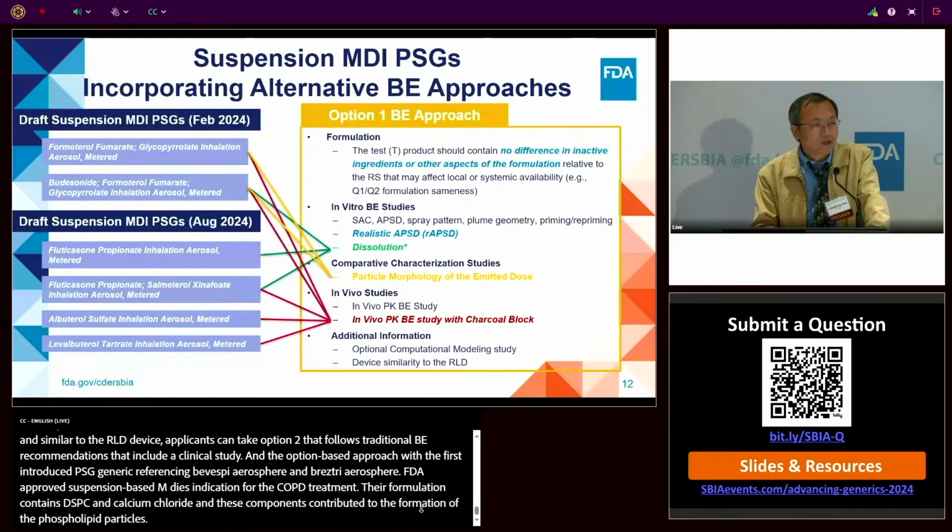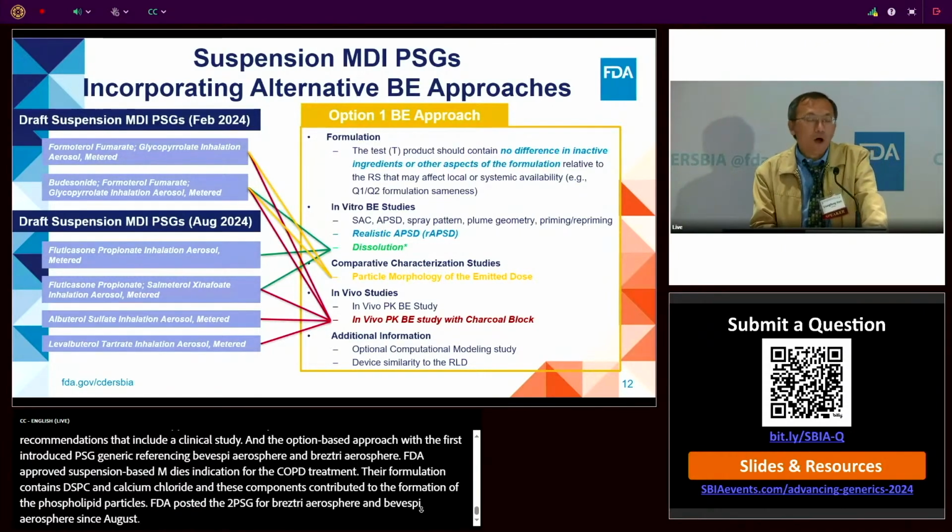FDA posted the 2 PSGs for Vaspire and the Breztri Aerosphere this February, then posted 4 PSGs for other suspension-based MDIs this August.